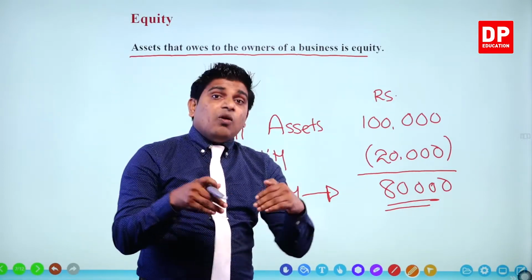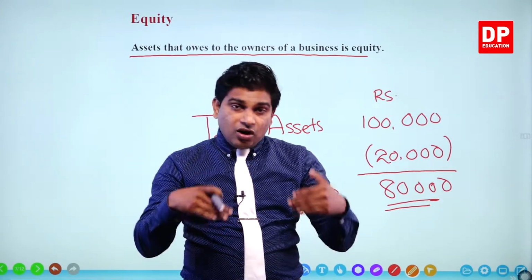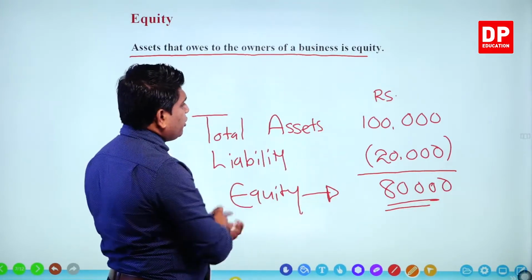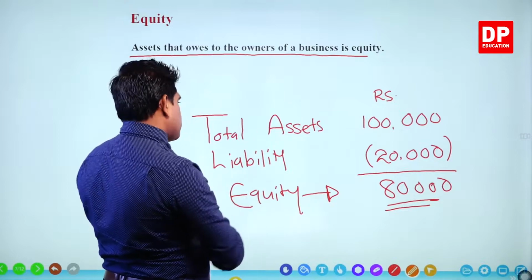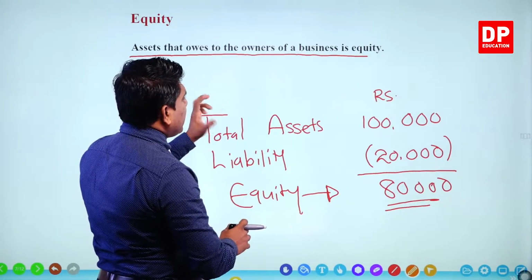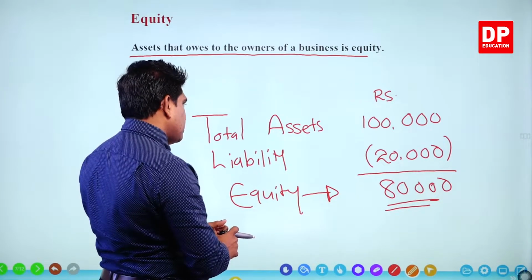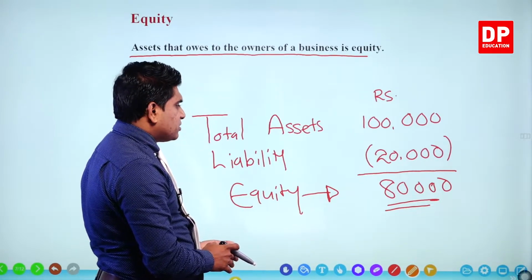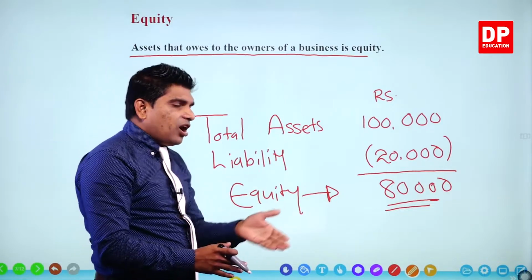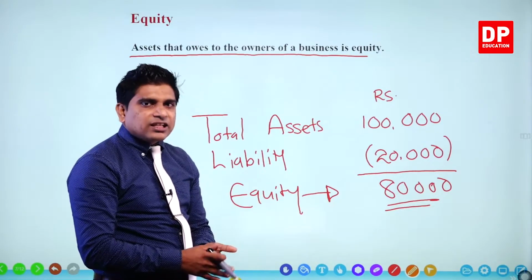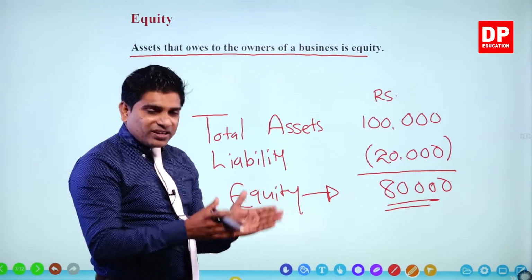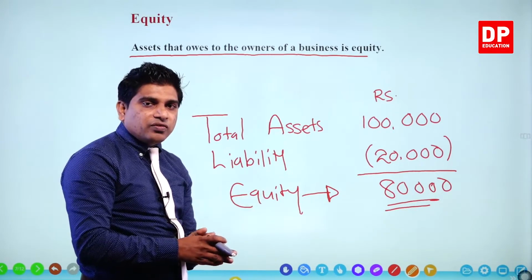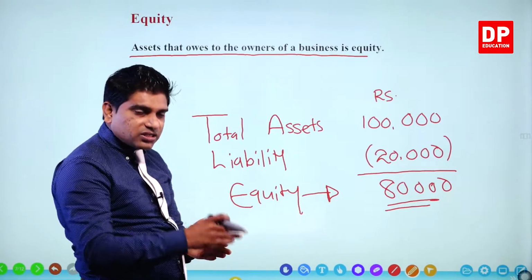Assets that are owed to the owner. All the assets, according to this example, are 100,000. But we can't say that 100,000 is your equity. Why? You have liabilities. The value is 20,000. Right? Then tell me how much is your equity? 80,000. Assets minus liabilities, the remaining part of your ownership, is equity.